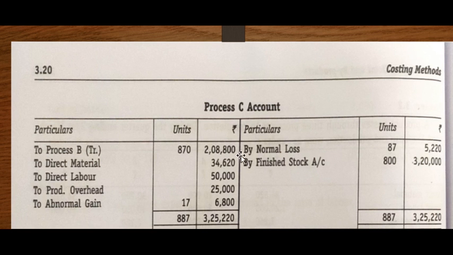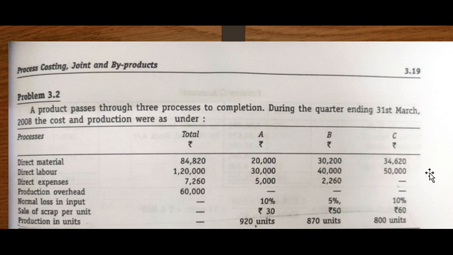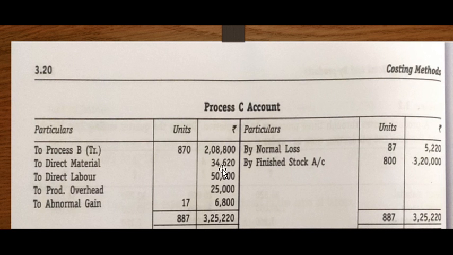2,08,800 has been carried from process B. This is your input. Then you have direct materials from the question: direct materials 34,620 and direct labor 50,000. Then your production overhead is 50% of your direct wages, so 50,000 into 50% will give you 25,000.